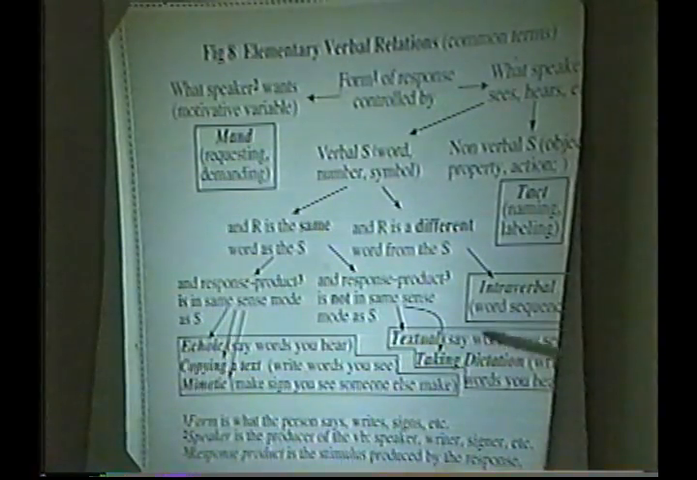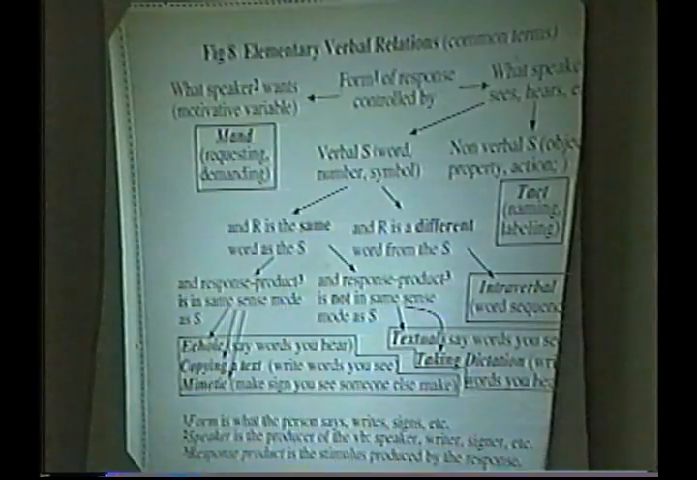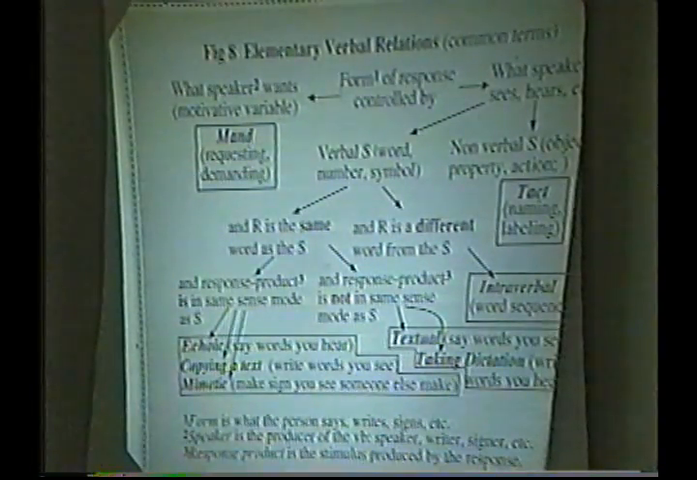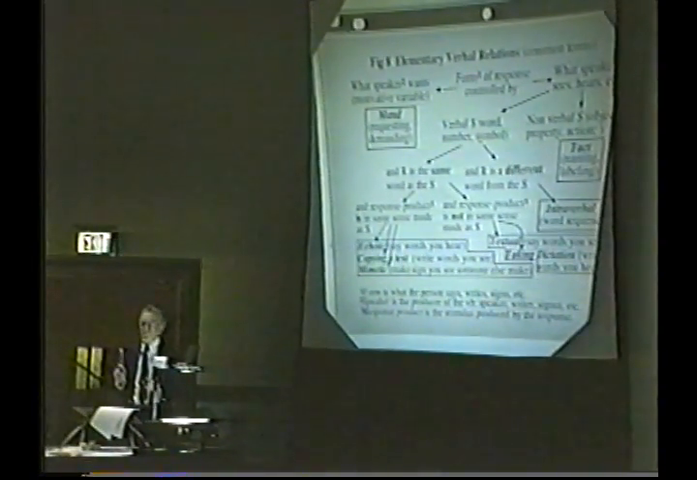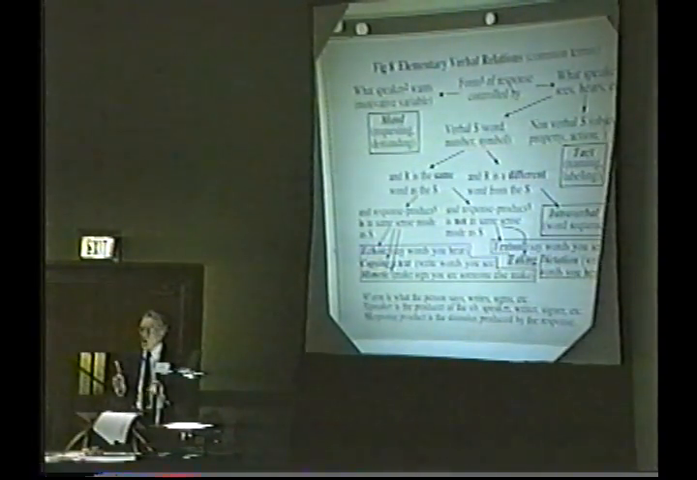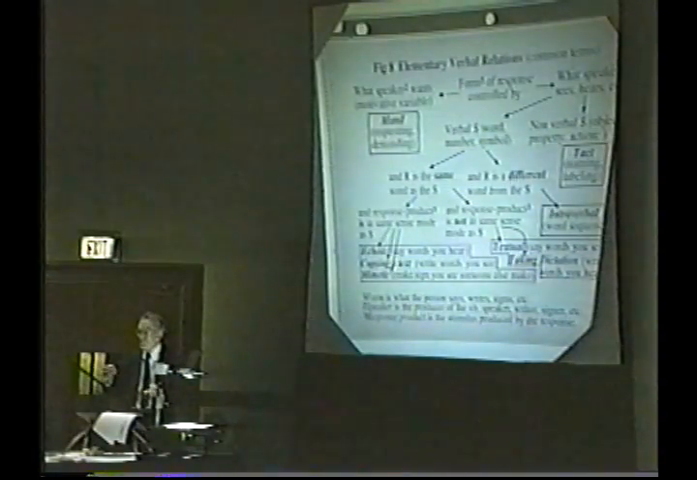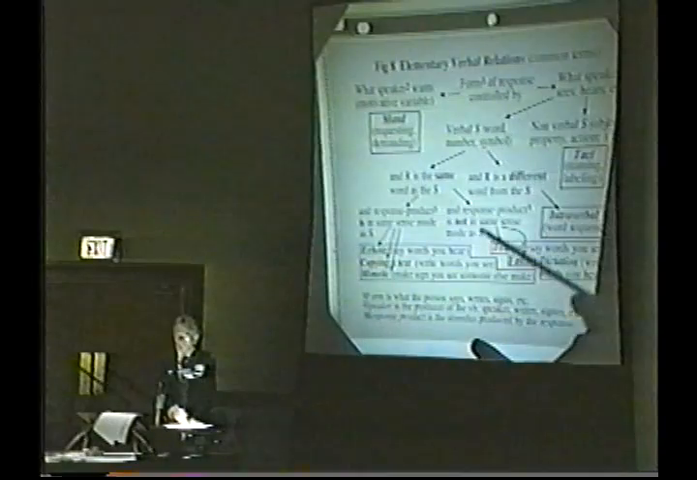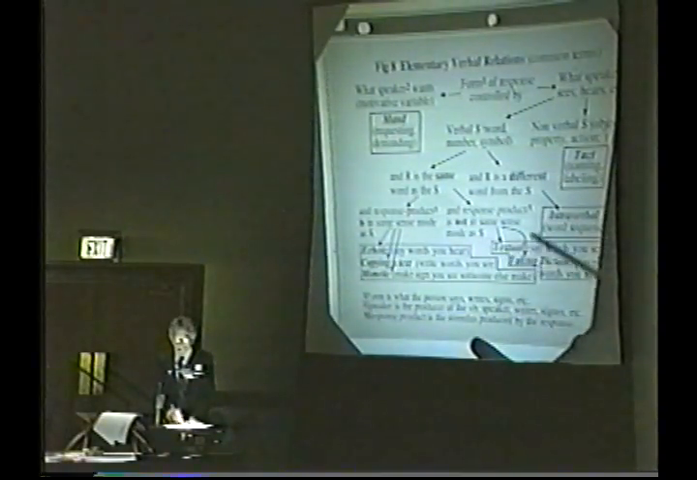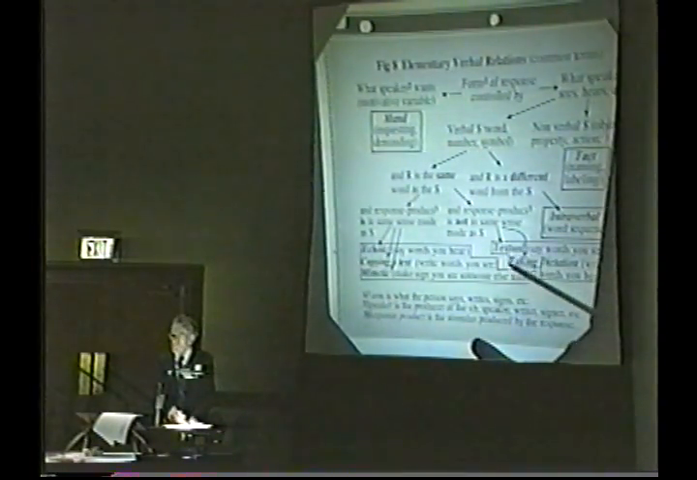In other words, let's take reading out loud. You see something on the blackboard and you read it out loud. The stimulus that caused you to read it is visual. You saw it written. The response is vocal, and the response product is auditory. So the visual stimulus and the auditory response product are not in the same sense mode. One's visual, one's auditory. So that qualifies in this category: the response product is not in the same sense mode as the stimulus. So that example I gave was an example of textual behavior.